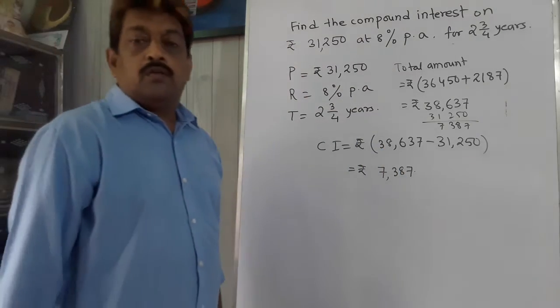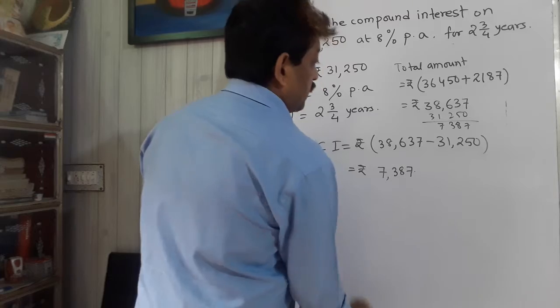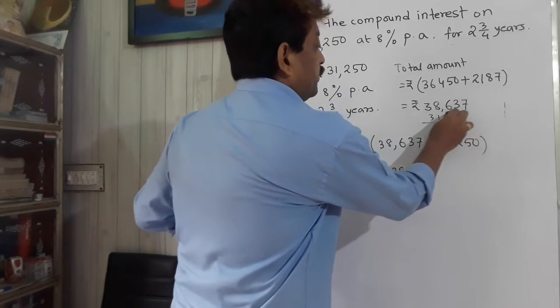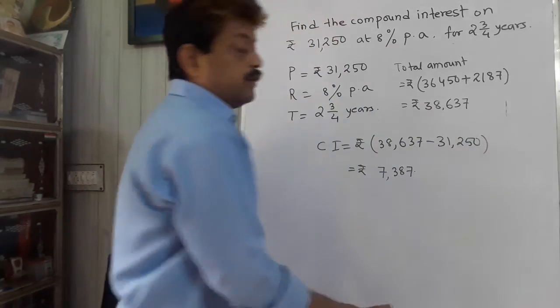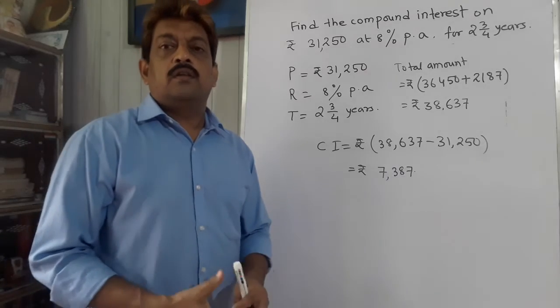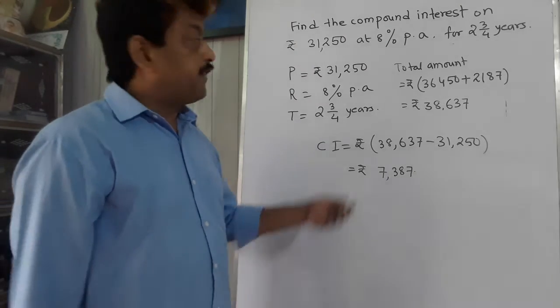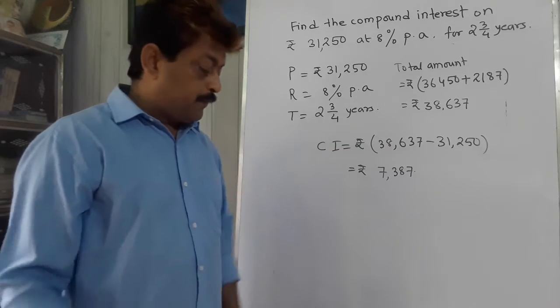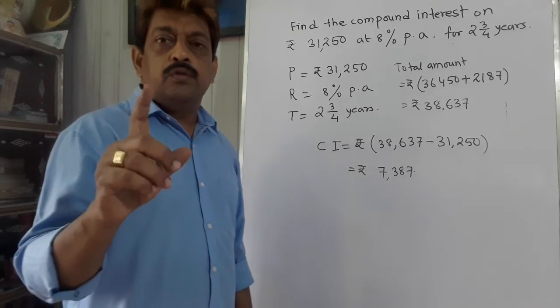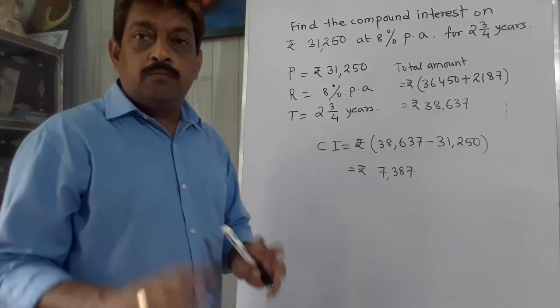Okay. So in this way we can calculate the amount and the compound interest if the rate of interest is given annually, but the time is given in fraction. Okay. So one more sum I am going to do so that the whole thing will be more clear to you.